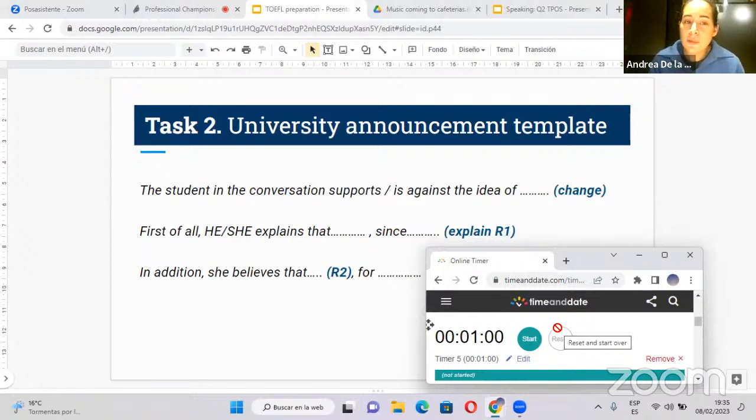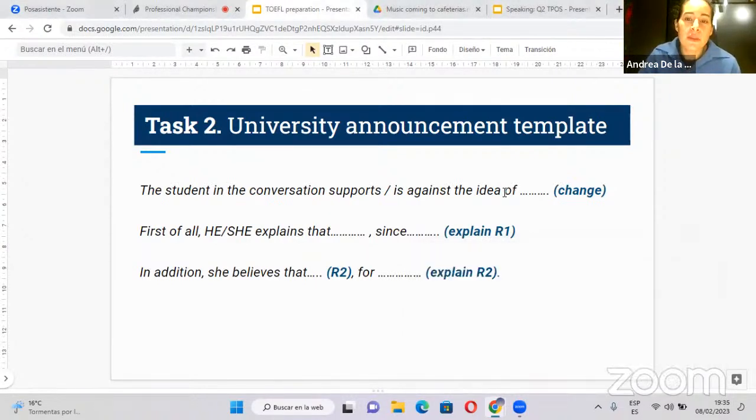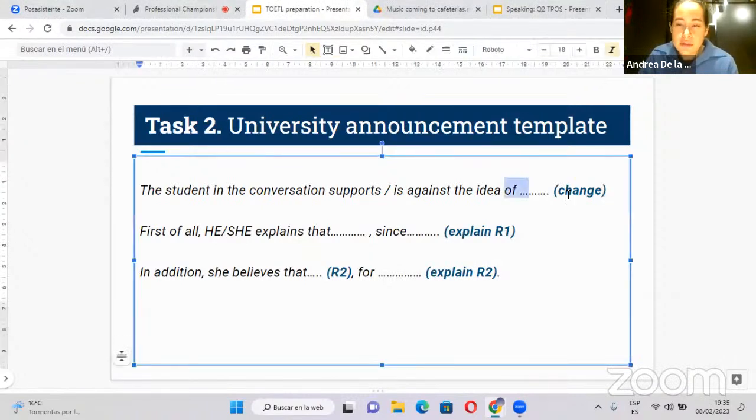I don't really have any comments except for one tiny thing. Don't forget, the idea of, don't say change. I mean, you can, but either way, you have to use the ing, right? It's against, or it supports the idea of changing the college radio station, but always with ing, changing. So that would be the only tiny detail. Well done, though. Thank you.